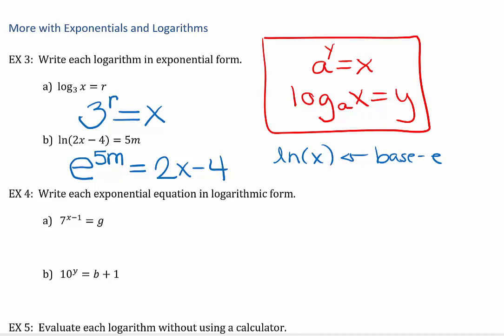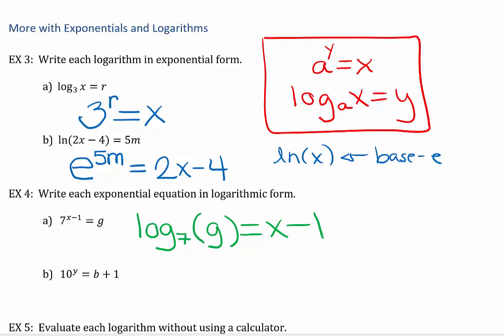Now we should be able to go in the opposite order as well. 7 to the x minus 1 equals g, I can write that as a log. So I would start by writing the log. The base of the logarithm is that 7. It's the base of the exponential. So it's going to be log base 7 of g equals the exponent, x minus 1. Again, I've just used that formula that's in red.